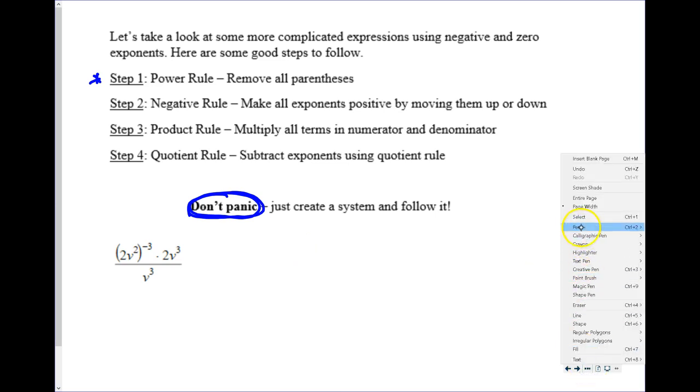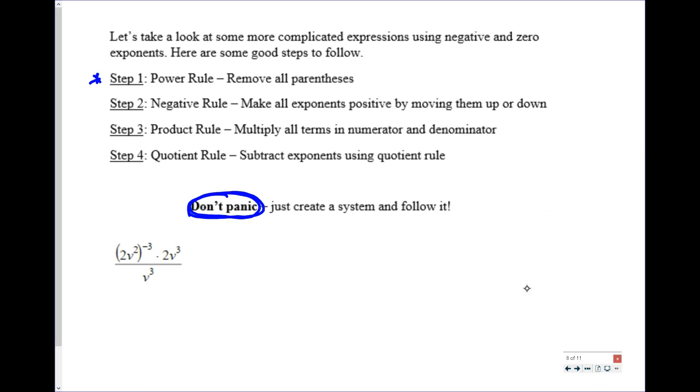So step 1 is to remove all the parentheses. Okay? So when I see this parentheses right here, I see this negative 3 parentheses, so I'm going to get rid of that. So negative 3 times 1, that gives me 2 to the negative 3. And then the v becomes v to the negative 6. And then I'm going to just rewrite everything next to it. There's no need to try and do more complicated things.